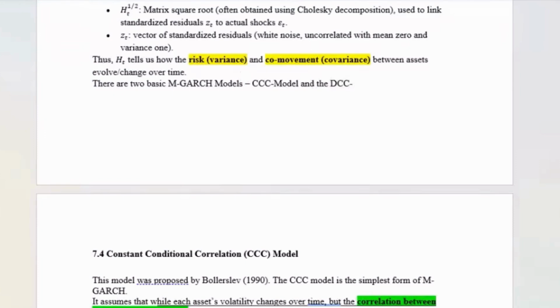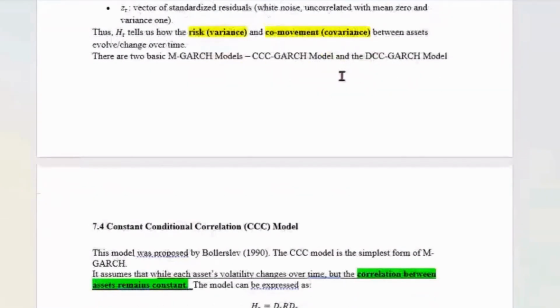There are two basic GARCH models: the CCC model, the constant conditional correlation GARCH model, and the DCC GARCH model, the dynamic conditional correlation GARCH model. So now we shall be looking at each one of these, the CCC GARCH and the DCC GARCH. And the difference is just actually the terms.